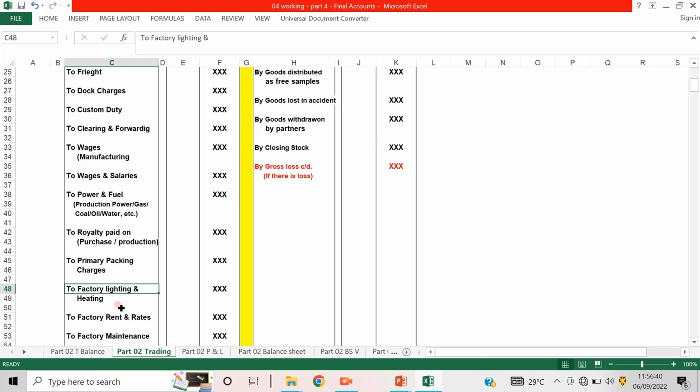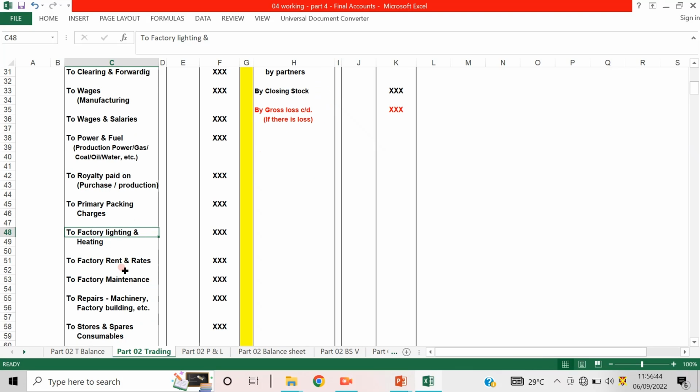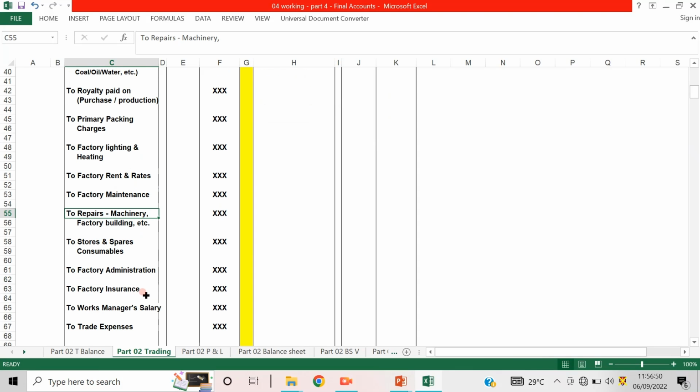Now factory lighting and heating means factory expenditure, factory rent and rates, factory maintenance, then repairs of machinery, factory building, etc. Major repairing, overall, just small repairs will be written off. For some consumables, small things, that will be written off in the trading account.